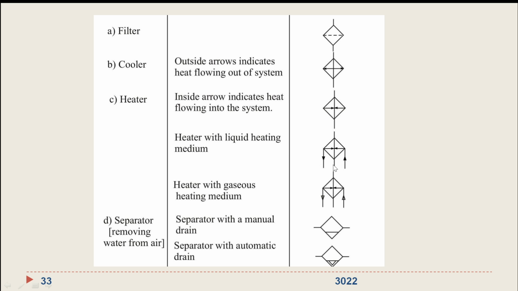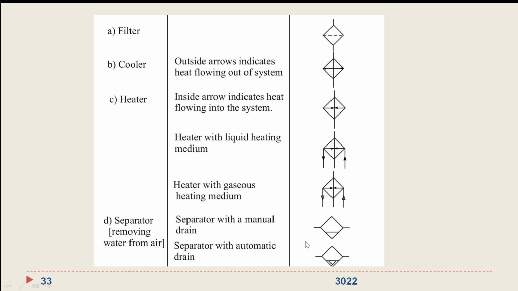Heater with liquid heating medium: if it is a liquid heating medium, two lines will be added, in which one has an arrow in the upward direction, and the other arrow will be pointing towards the downward direction. Then heater with gaseous heating medium, the arrow is not solid filled, it is open. So in the case of liquid, always the arrows will be filled with solid color, but in the case of gaseous compressible fluid, the arrows will not be solid filled.